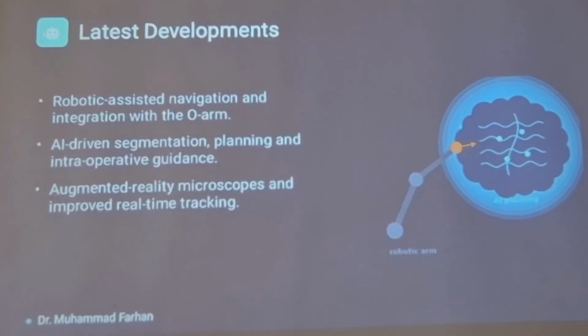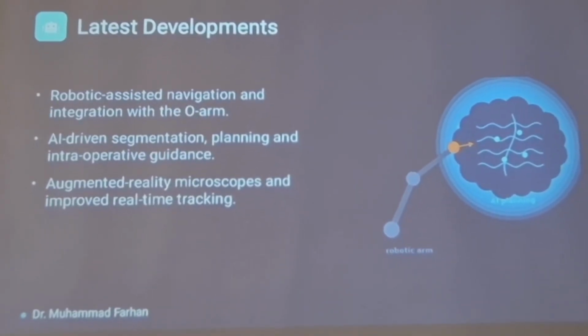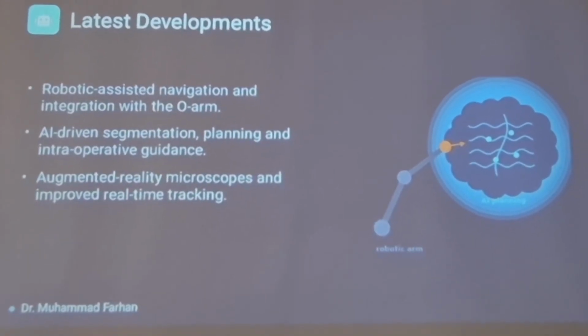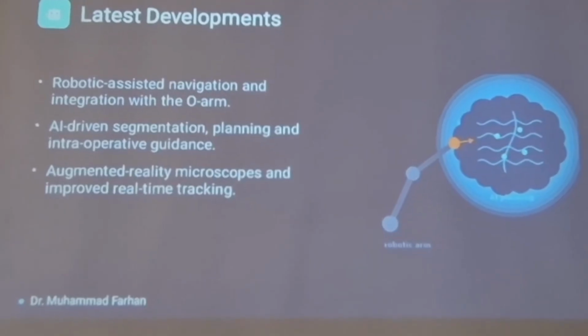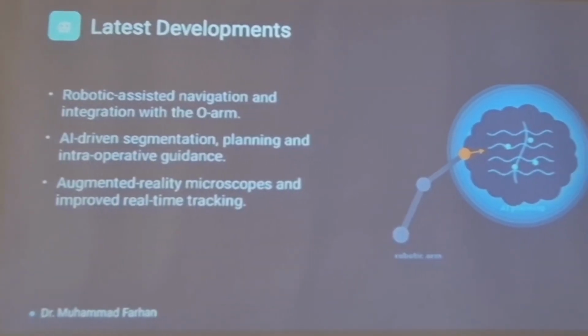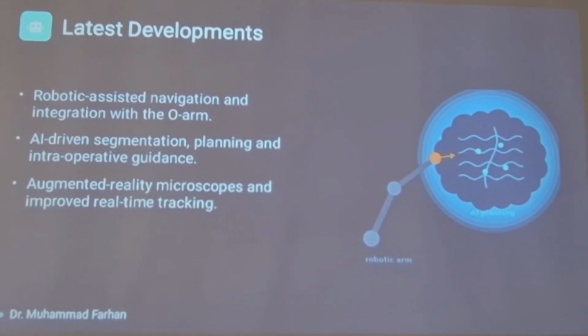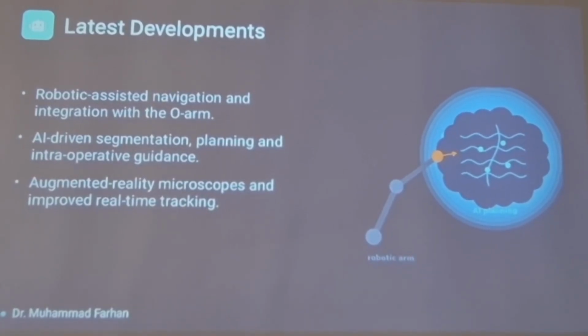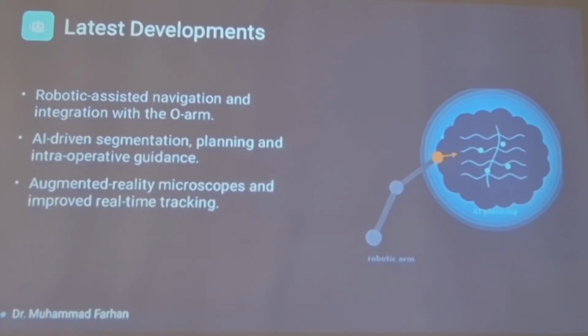existing surgical field. In the latest development, robotic assisted neuronavigation is also used in some centers, and with the integration of AI, it can also help in preoperative planning and segmentation of the preoperative images, and also intraoperative guidance. These are also in development. Augmented reality microscopes are also available, such that holographic images or other generated images can be seen in the microscope, which can help the surgeons during guidance and anatomical location of different structures.